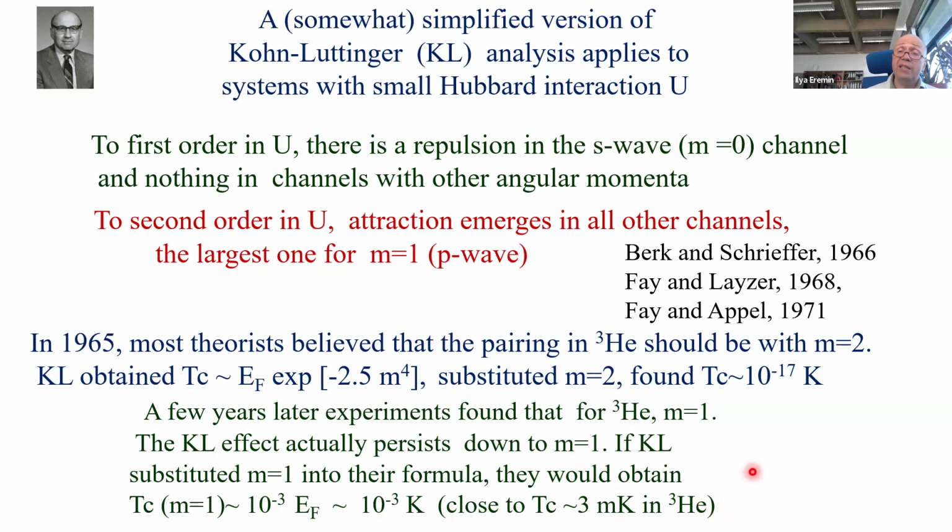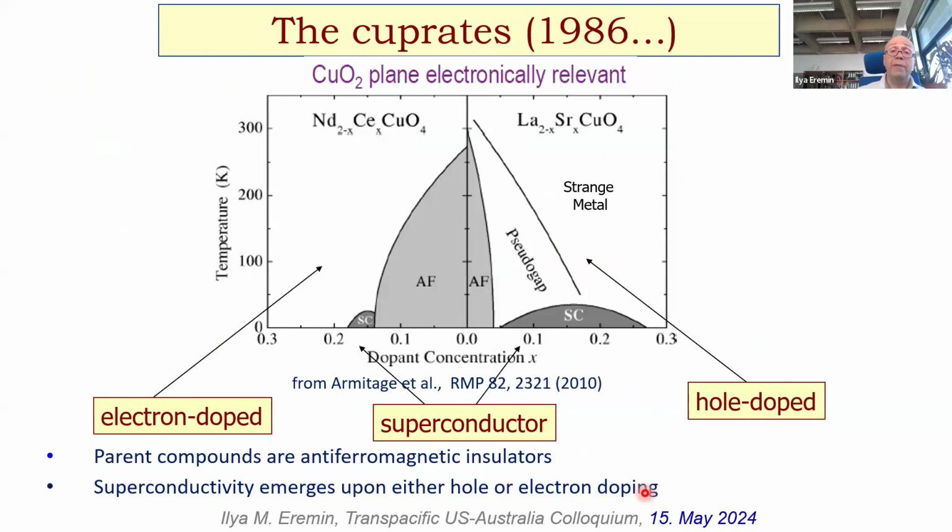And that is actually in principle already quite close to Tc in helium-3, which is of the order of 3 millikelvin. At that time, however, it was not realized because the initial belief was that pairing in helium-3 should be D-wave pairing, and therefore this Kohn-Luttinger mechanism was initially ignored, but it actually turns out that it seemed to work quite well, in particular in helium-3. Okay, so now let's move on to the cuprates and ask ourselves, can we modify?